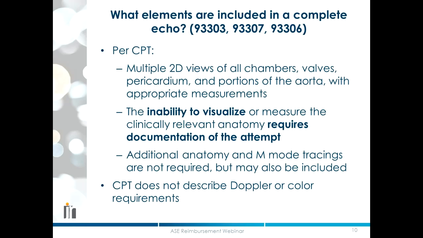Per the CPT book, this is how it's written in the book. Multiple 2D views of all the chambers, the valves, the pericardium, and portions of the aorta with appropriate measurements. And the point that they're making is that every chamber and every valve should be reviewed, and that makes a complete echo. But you may not be able to visualize or measure all of those components. And so if you just document in the report that the attempt was made, if the report is reviewed, then you'd be able to validate that this was a complete echo.